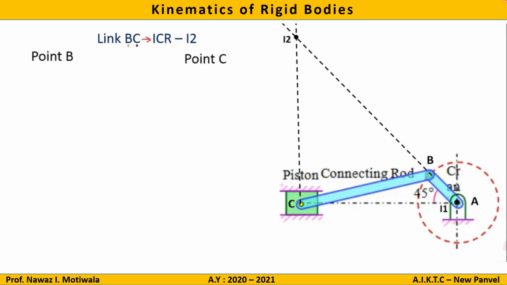So what I will write? Point B, point C. For point B, I will write the equation as VB is equal to I2B, because now ICR is I2, multiplied by the link, which is now BC, so omega BC. And similarly for point C, I will write VC equals I2C and omega BC. Now what is the next step? Next step is to find out these two values, R I2C and R I2B.